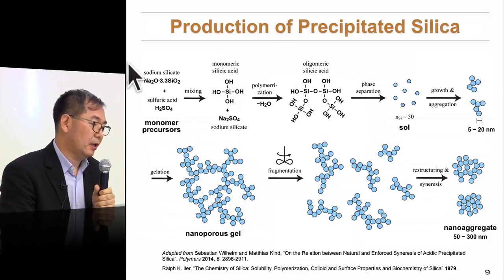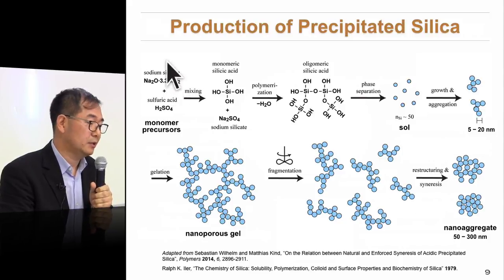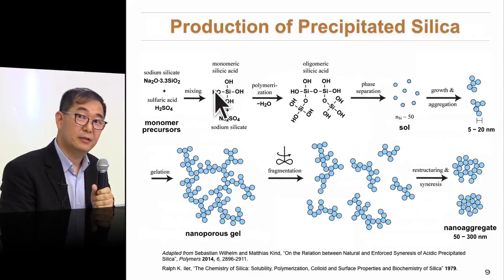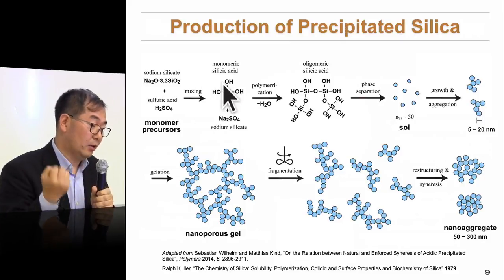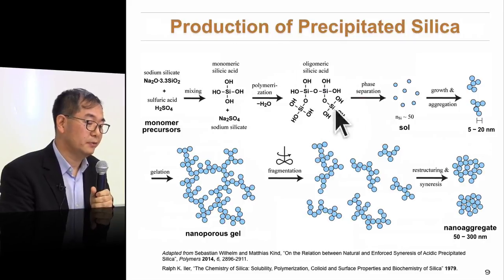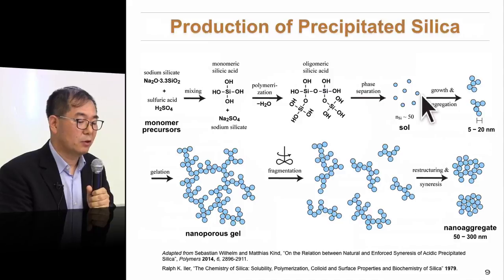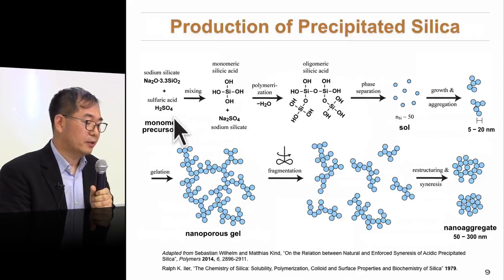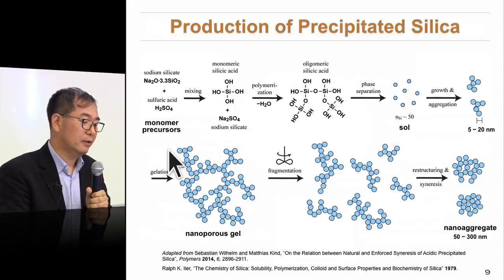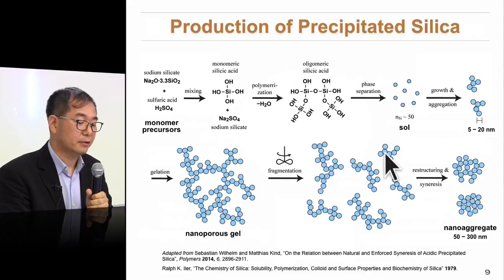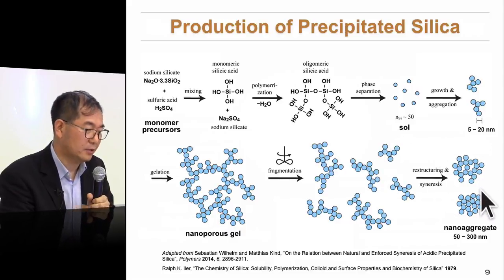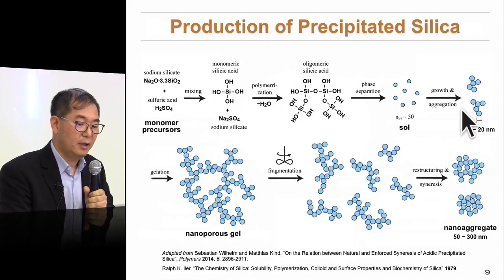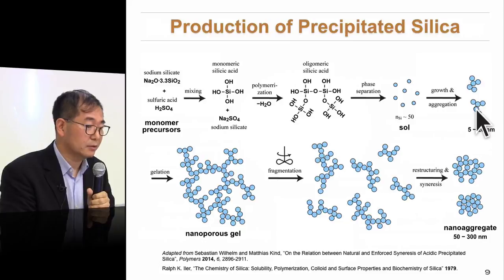So start with sodium silicate and sulfuric acid. This is nothing more than an acid-base reaction. When you mix this together, what you end up getting is monomeric silicic acid. This monomeric silicic acid is unstable in water, and it polymerizes to make oligomers, and then these oligomers grow to make sol particles, and these sol particles grow and aggregate. Eventually it will make a gel. But if you do very controlled stirring, then this gel breaks up into small clusters called silica nanoaggregates or precipitated silica. This is the size of the nanoaggregates, and this is the size of these primary particles.